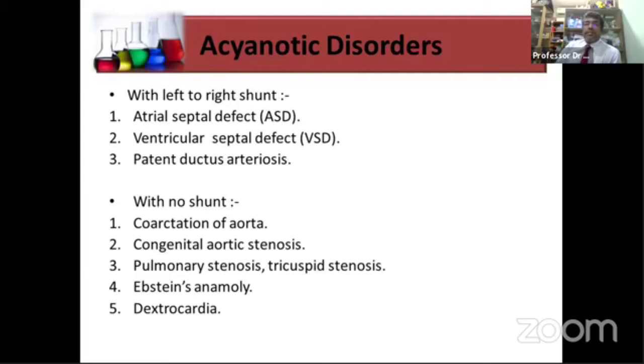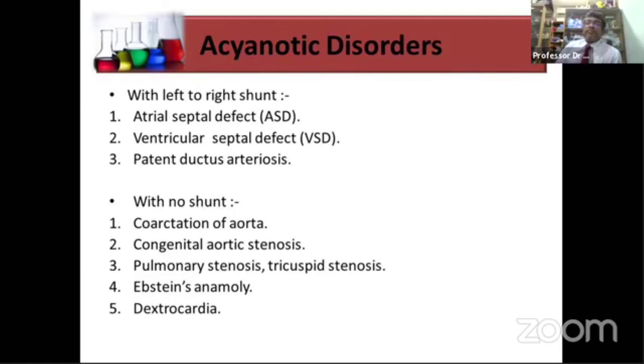We have already studied that there are different types of acyanotic congenital heart disease. There are some with shunt anomalies and some with no shunt. Acyanotic congenital heart disease with shunt anomalies includes atrial septal defect, ventricular septal defect, and PDA. We have already discussed patent ductus arteriosus, and today we will discuss atrial septal defect, and in the next lecture we will discuss ventricular septal defect.